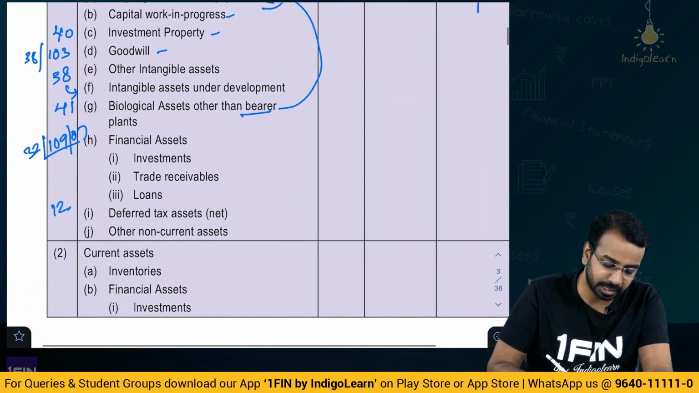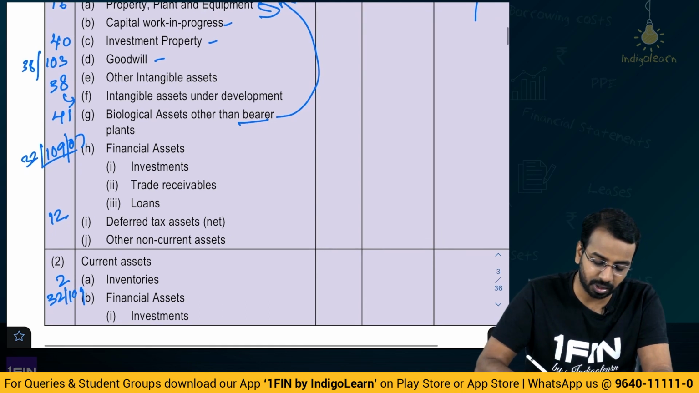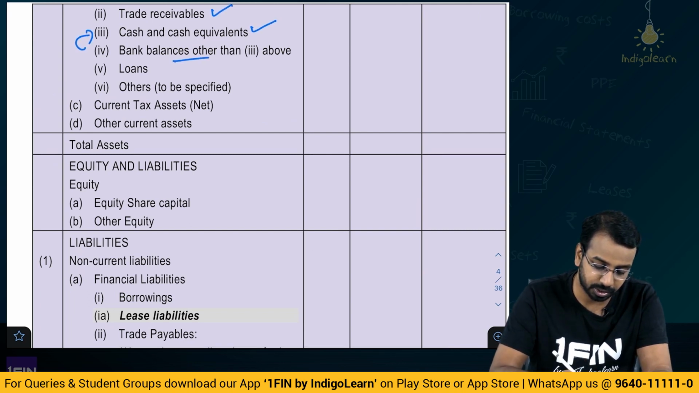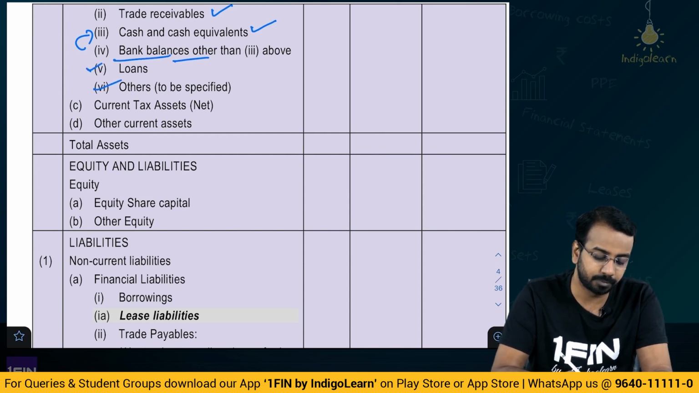Then coming to current assets, inventories in Ind AS 2, financial assets again 32, 109 and 7, right. And under financial assets you have investments, then you have trade receivables, cash and cash equivalents, bank balances other than those mentioned in cash and cash equivalents, that is maybe your deposits and all, then loans, others, then current tax asset, other current assets, right. Then this gives you the total assets.